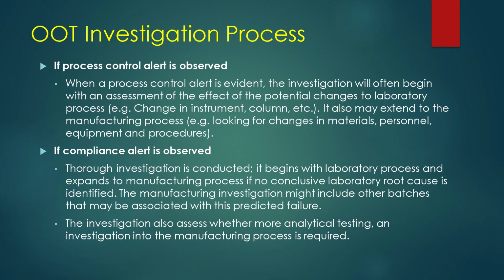If a process control alert is observed, then investigation will often begin with an assessment of the effect of potential changes to the laboratory processes. Example, change in instrument, column, etc. It also may extend to the manufacturing process. Example, looking for changes in material, personnel, equipment and procedures.